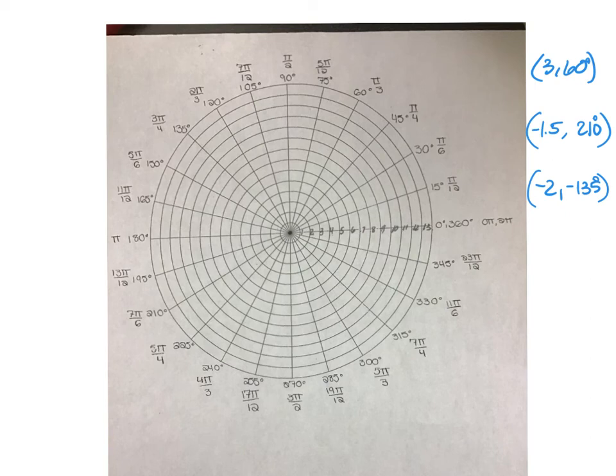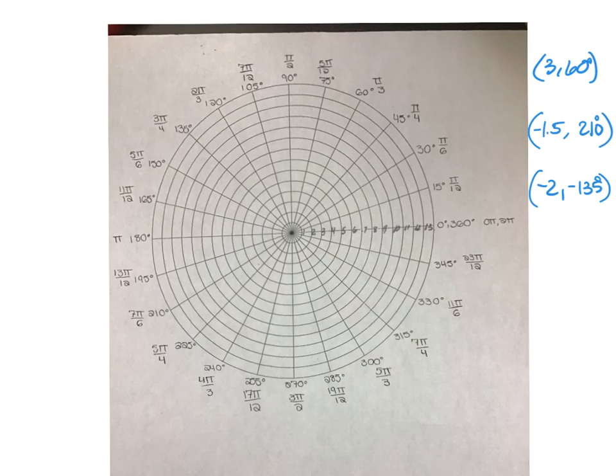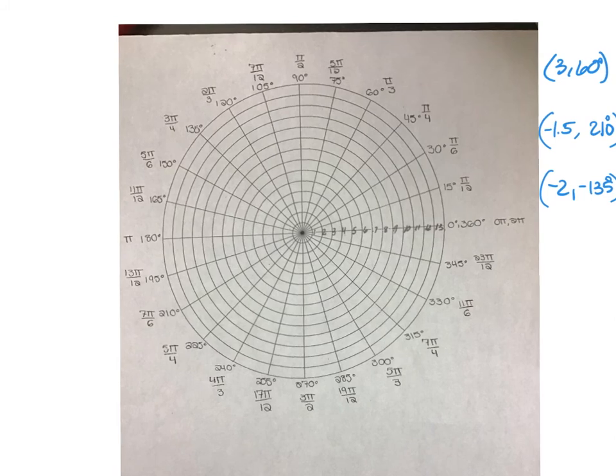So if we look at the first point, (3, 60), we're going to go to the third rung, which is right here, and we're going to go up to 60. So the ones that are positive are easy to graph, because it would be 3, and then 60 would be right here. Everybody see why it's right there? Yes. And I'll put here (3, 60).